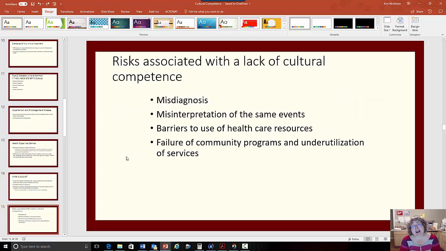So some of the risks that can happen to patients when we are not culturally competent, we can have misdiagnoses, and that can be because patients are not comfortable sharing their issues or their problems because we may have done something that's offensive or threatening. We may not have provided the right opportunity or setting so that they feel comfortable in sharing information.